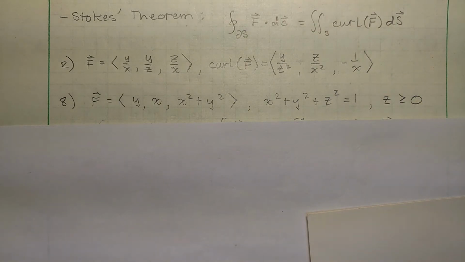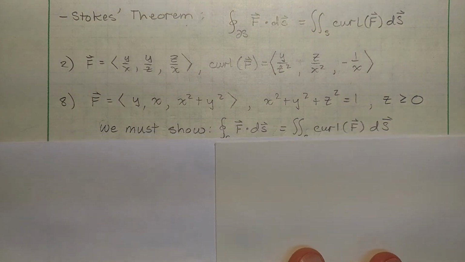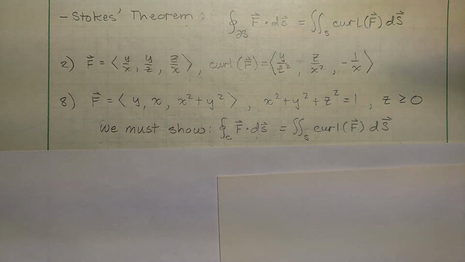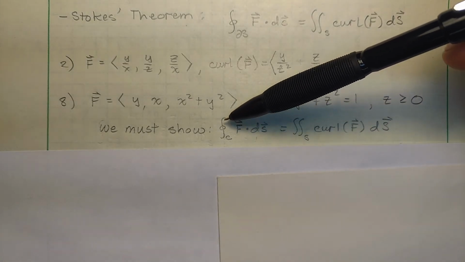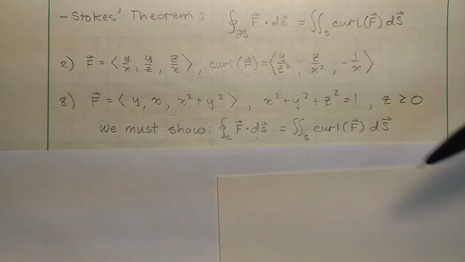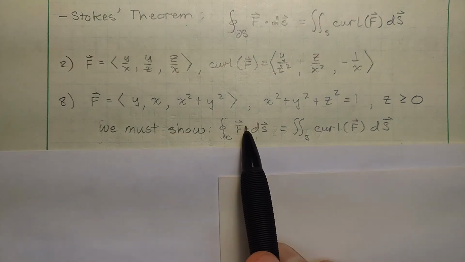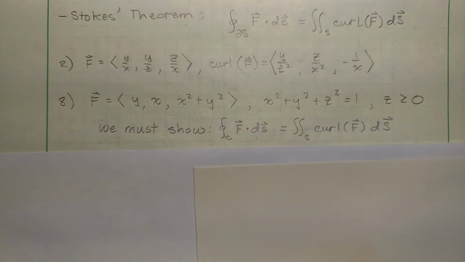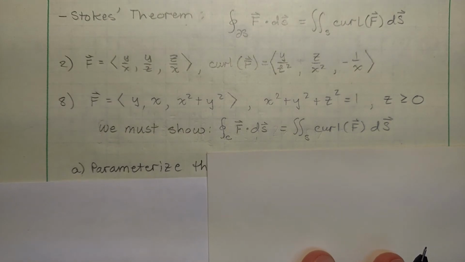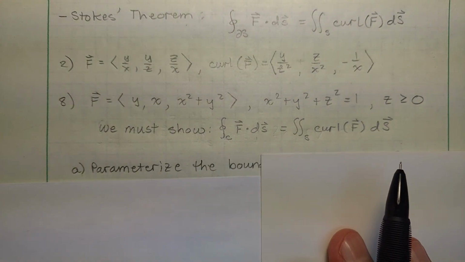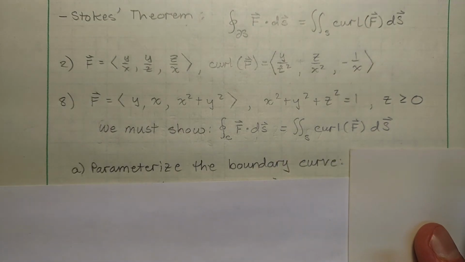So first let's go ahead and consider this is what we're trying to show. We must show that this is equal to this. So in other words, verify Stokes' theorem. So let's do this line integral first. So what we have to start with there is, this is going to be part A. We have to parameterize the boundary curve.